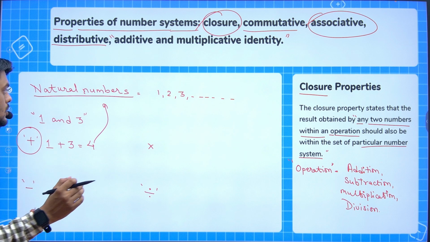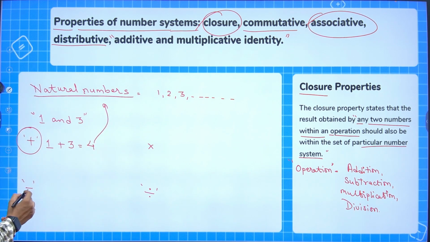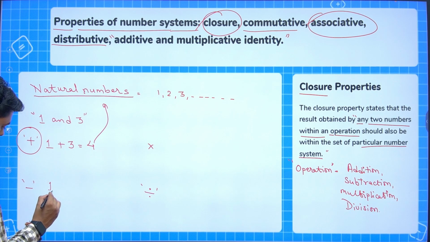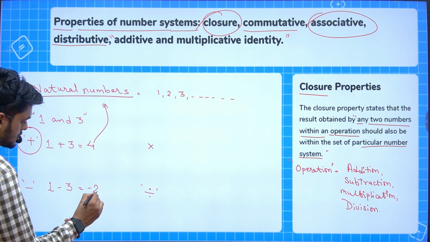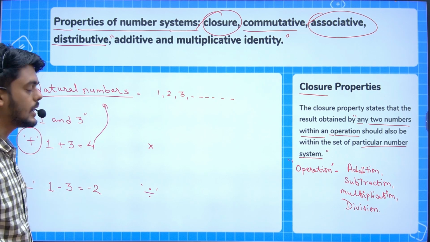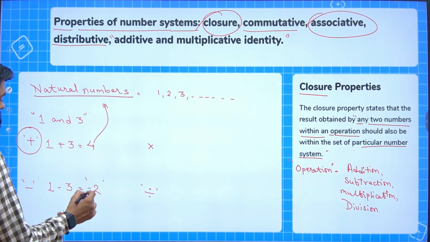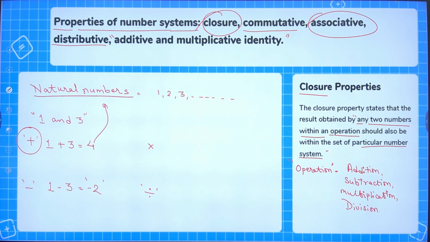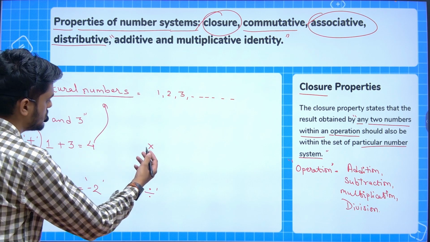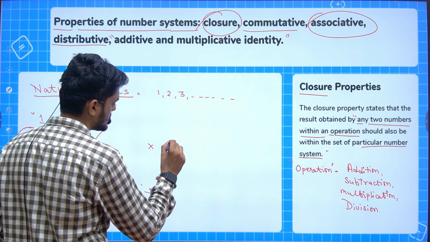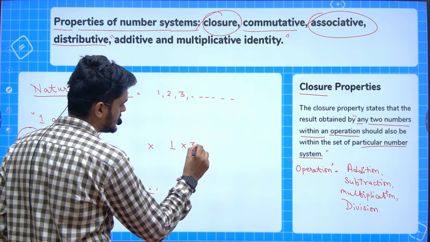Got this? Now moving to the next operation, that is subtraction. If I write 1 minus 3, the resultant would be minus 2, and we know that a negative number is not included in the natural numbers. So we can say the natural numbers do not hold the closure property with respect to subtraction. Moving to multiplication, 1 into 3 would be 3.